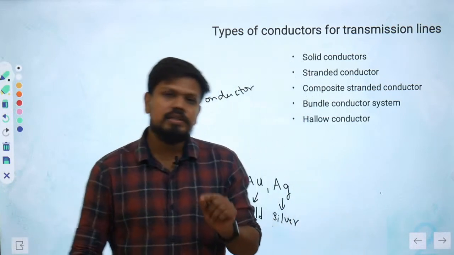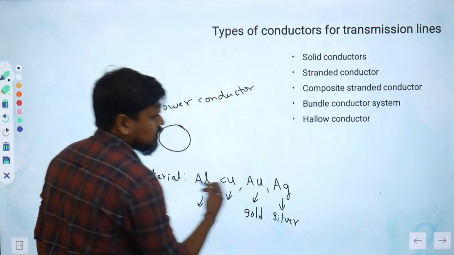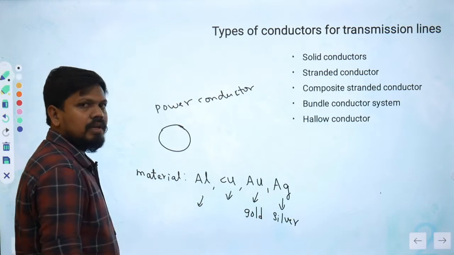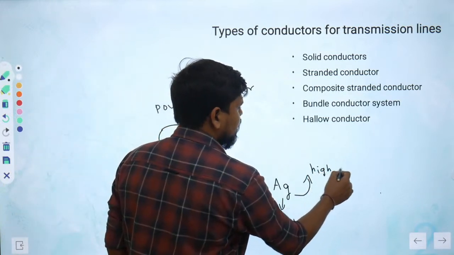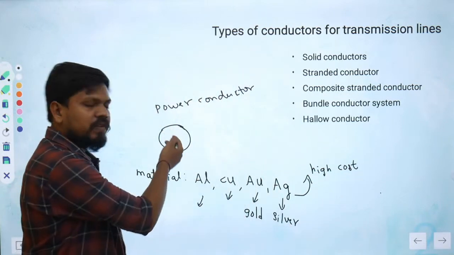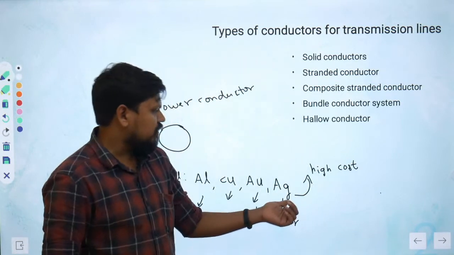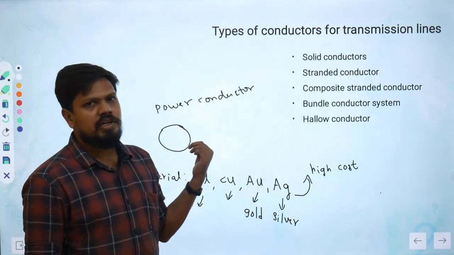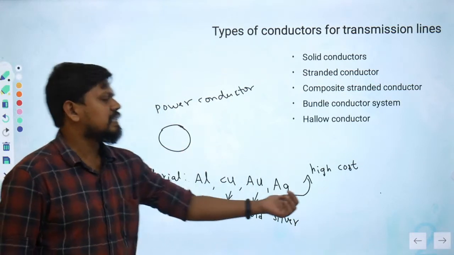Whenever you use the silver material, silver is generally high cost, you can know, right? Whenever it is high cost, will you prefer it for the transmission lines? We will not prefer. If you use silver, it's not at all economical for us. So that's why we should not use silver material.